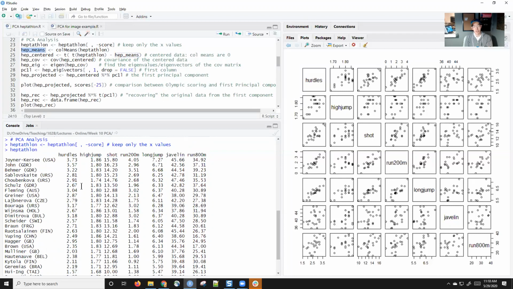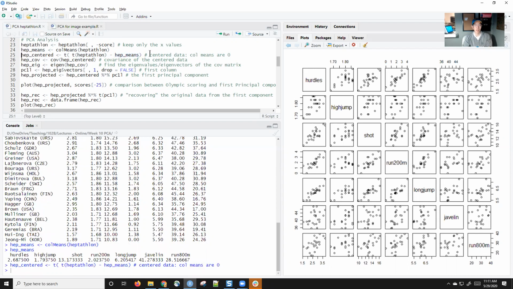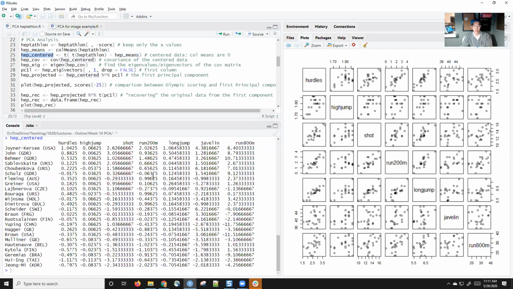So to get it to work, I'm going to transpose the matrix, and then subtract down the column, which will work. So I transpose the matrix, subtract the means down the columns, and then transpose it back. And so this will work now. We've subtracted everything off.